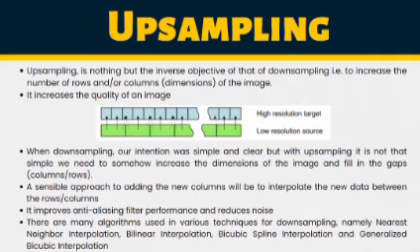Next, we'll be going through upsampling. It is nothing but the inverse of downsampling, that is, to increase the number of rows or columns, or basically the dimensions of the image. When downsampling, our intention was simple and clear, but with upsampling, it is not that simple. We need to somehow increase the dimensions of the image and fill in the gaps. A sensible approach to adding these new columns will be to interpolate the new data between these rows and columns. It improves anti-aliasing filter performance and reduces noise.